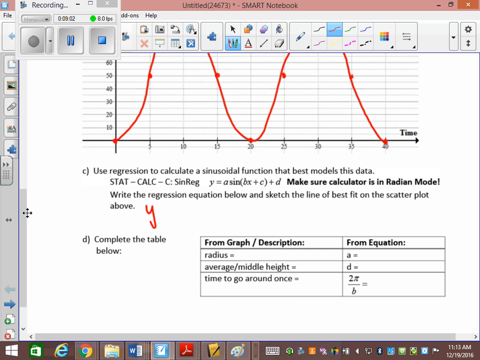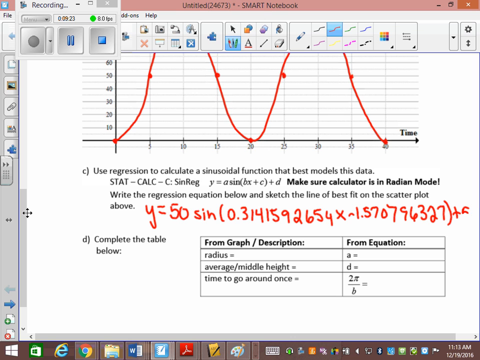So it's going to be y equals, they said A is 50, sine 0.31415922654 x minus 1.570796327 plus 50. Now, what happens if on the diploma this wasn't in a decimal? They had it in an exact value. What could you do? Take your exact value, turn it into a decimal, see which one matches. Correct? We could do that. Or we could also find this correctly.